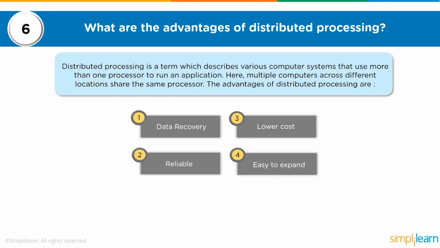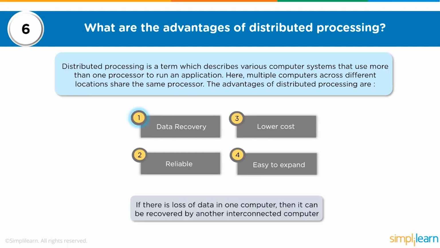It is cheaper. Lower cost can be achieved. And it is easy to expand because of the scalability factor that we just talked about. If there is loss of data in one computer, it can then be recovered by another interconnected computer. And one of the examples would be blockchain in today's world, right? What is blockchain? That this data is created live and stored on a connection of computers. So if one of the computers goes offline, the other computers in that network will still have that data, and the blockchain will still function without any issues.